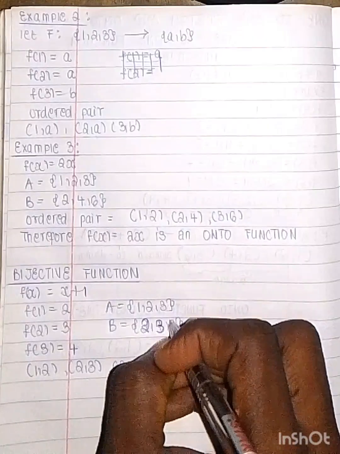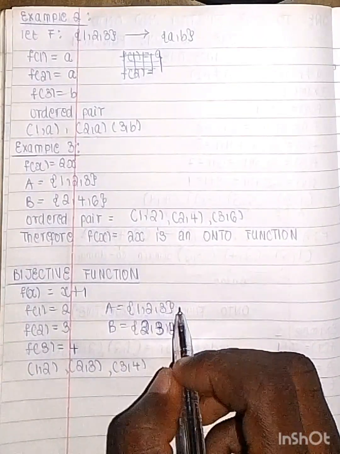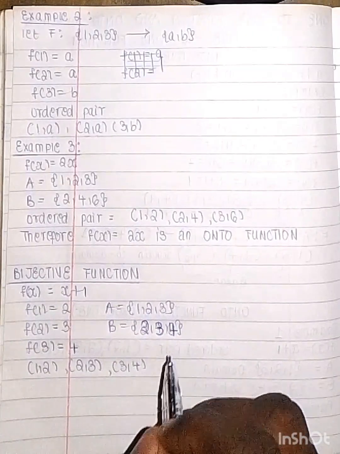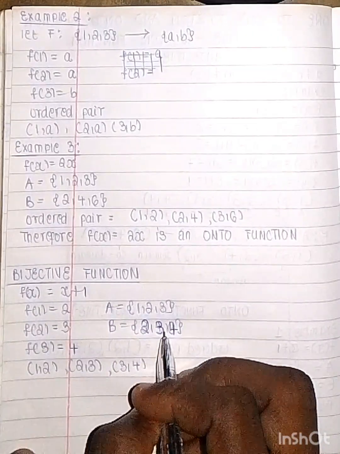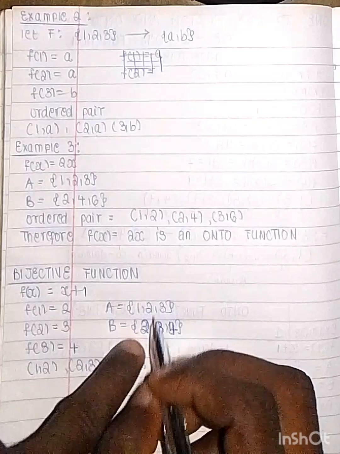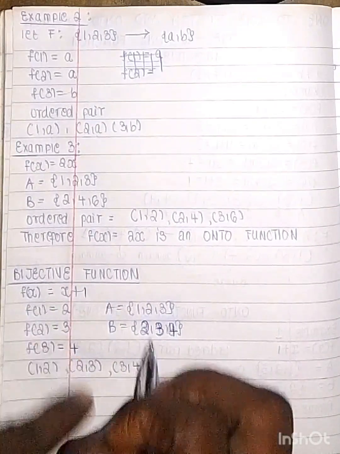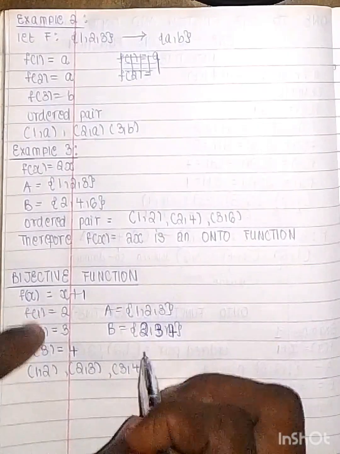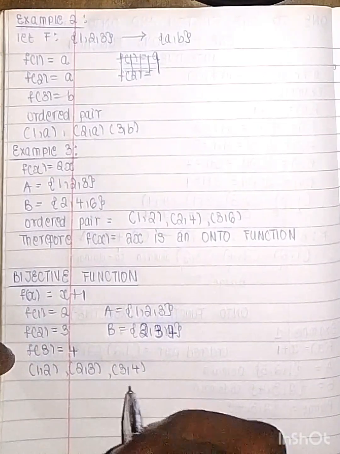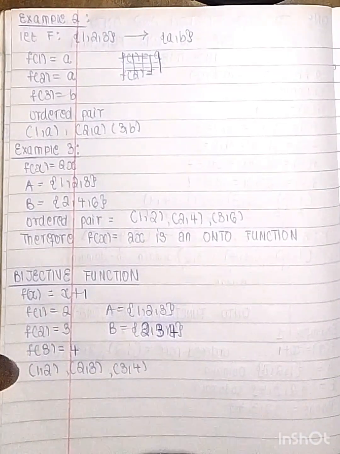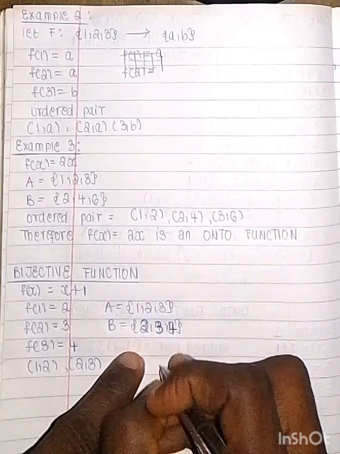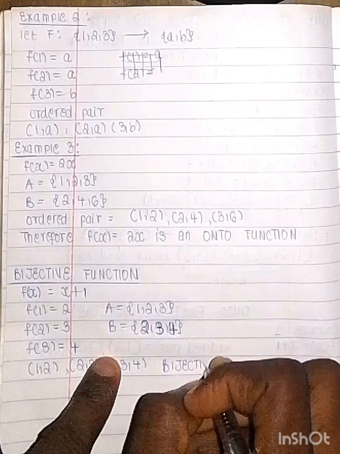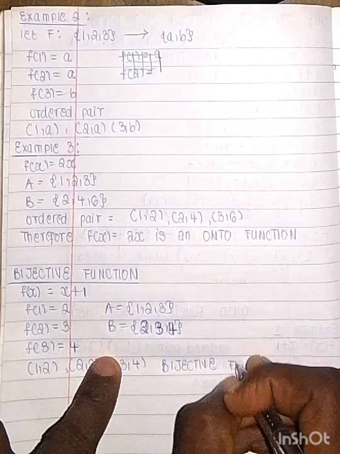A is usually the domain and B is usually the codomain. A domain, B codomain. Now, you can see here in the codomain that every element is carried along. Nothing is left behind. So, in a case where every element is being carried along, this is also an onto function. So, in that case, this is called a bijective function.